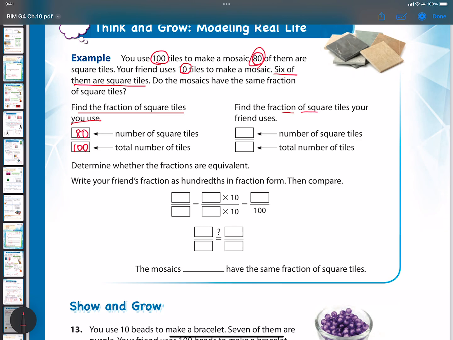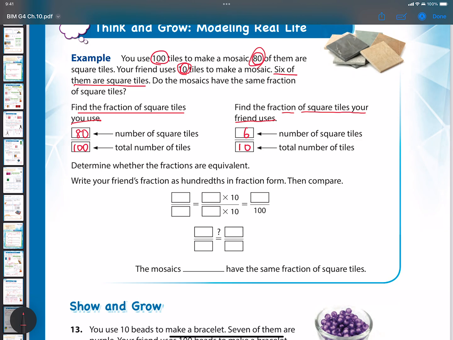And find the fraction of square tiles your friend uses. Okay, your friend uses what? Hold on. So the total number of tiles your friend used was what? Your friend used 10 tiles to make a mosaic, and 6 of them are square tiles. Okay, I'm sorry, to make it clear, I'm going to read it again. Your friend uses 10 tiles to make a mosaic, but out of 10, 6 of them are square tiles. So 6 over 10, okay?